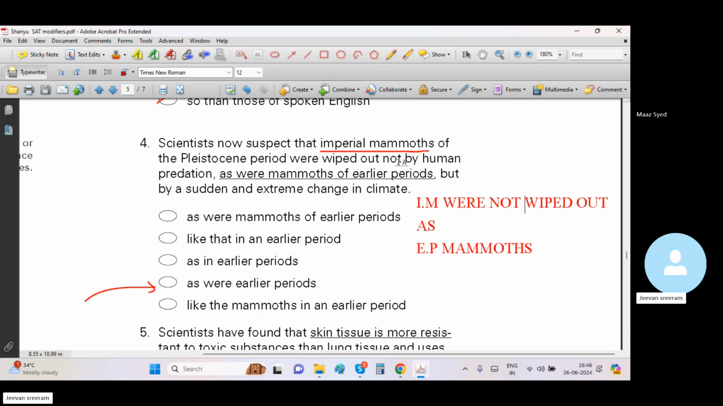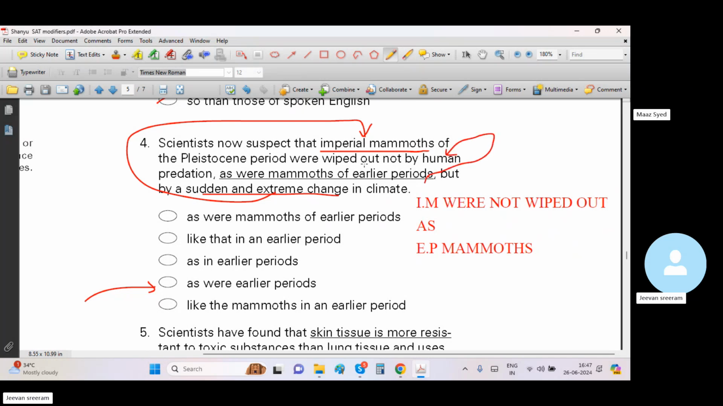So earlier period mammoths were actually wiped out due to human predation. But imperial period mammoths were not wiped out by human predation; there is another reason: sudden and extreme change in climate. Correct, buddy? Sudden change in climate is the reason for the wiping out of imperial mammoths, right? So earlier period mammoths were wiped out by human predation.